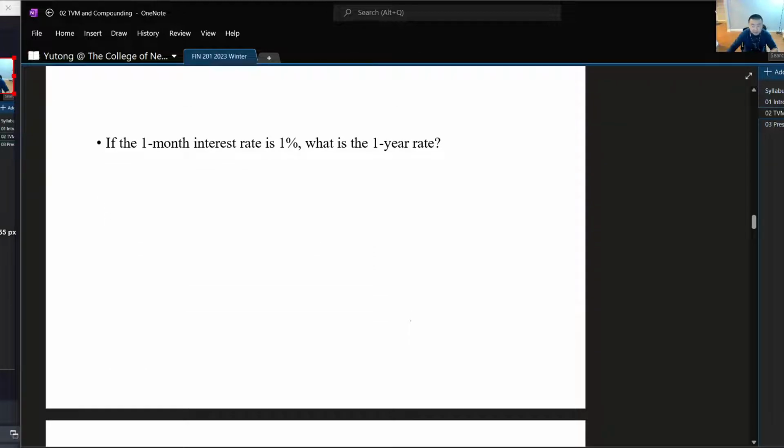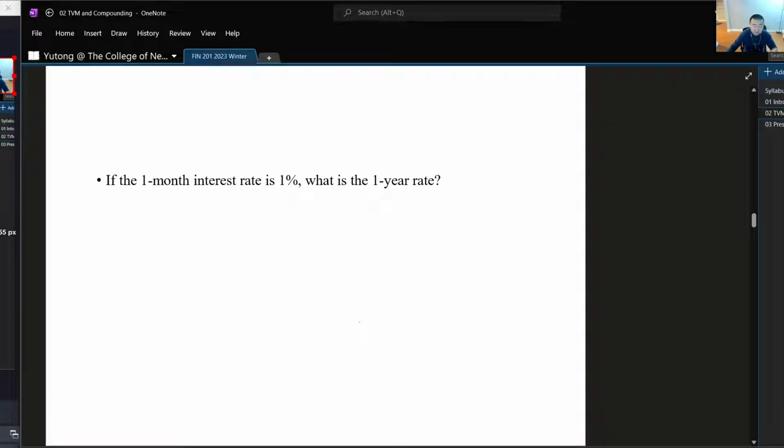And then if the 1 month interest rate is 1%, what is the 1 year interest rate? So within a year, there are 12 months. 1, 2, 3, 12. Okay, there are 12 months. So for every period, you get 1%. Okay, so what's the 1 year rate? So what do you get? So what you're gonna get is like this. You're gonna begin with $1, right? So assuming you're gonna invest $1, and then 1 month later, you get 1 plus 1% times $1.